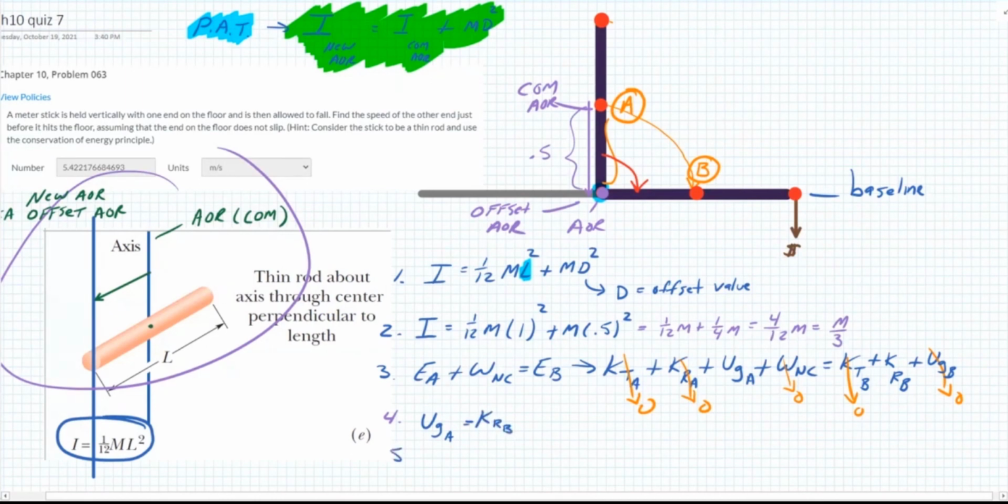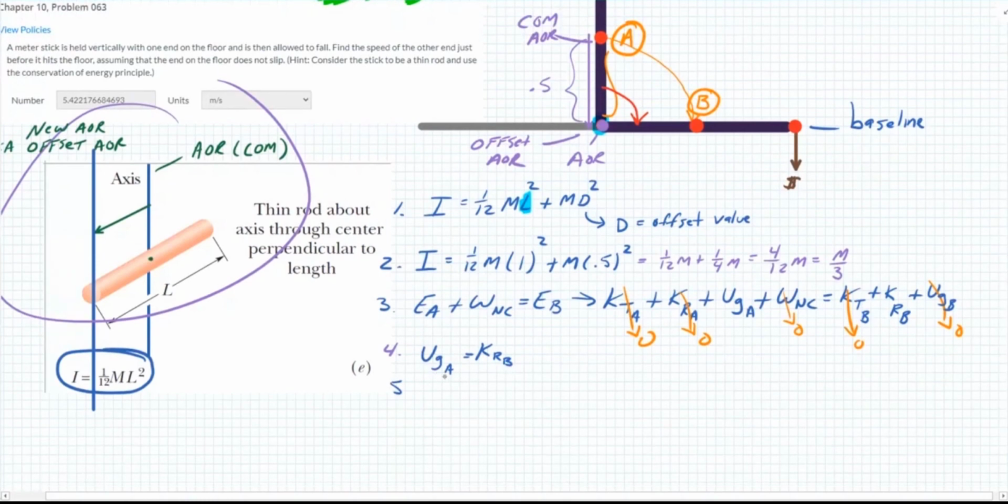Number 5, what is the gravitational potential energy of that COM point at A? It's MGHA. I better indicate HA. Here's HA. Well, that's easy. With respect to the baseline, HA is just L over 2 or 0.5 meters. So MGHA is what I start out with. I have all that gravitational potential energy at state A, and I end up with all of this rotational kinetic energy at B, 1/2 I omega B squared.